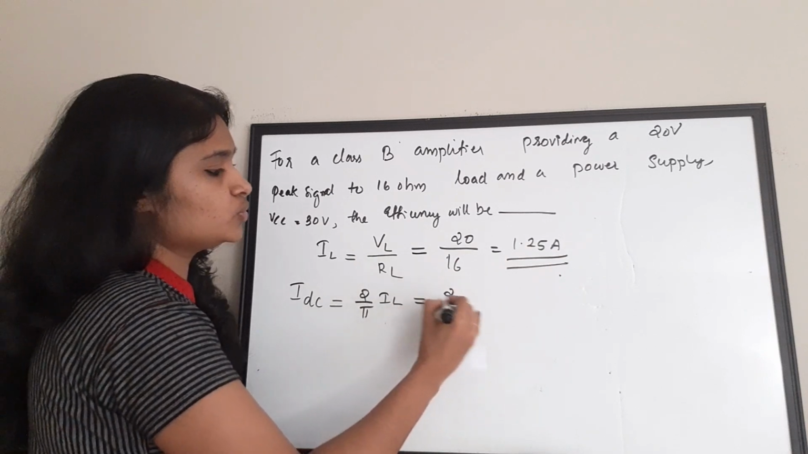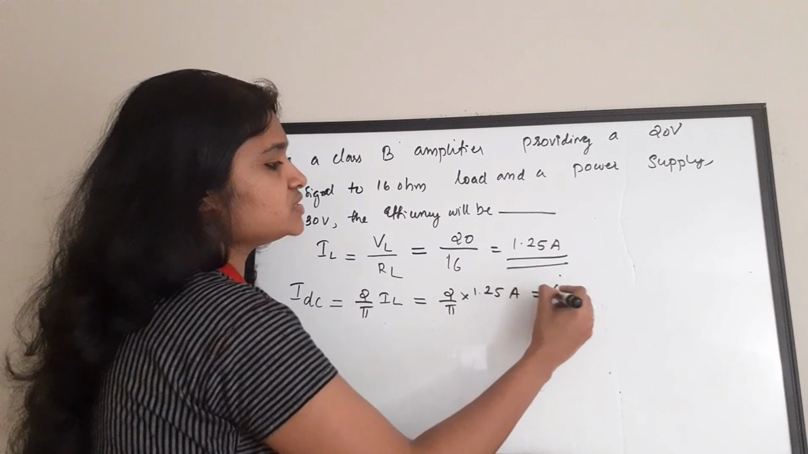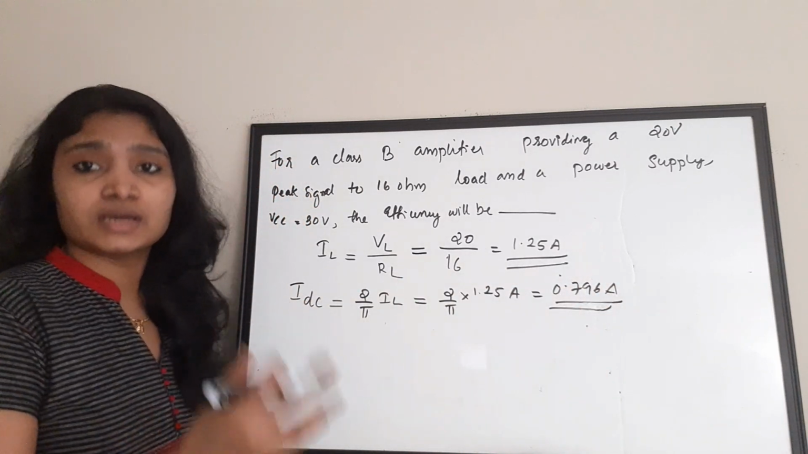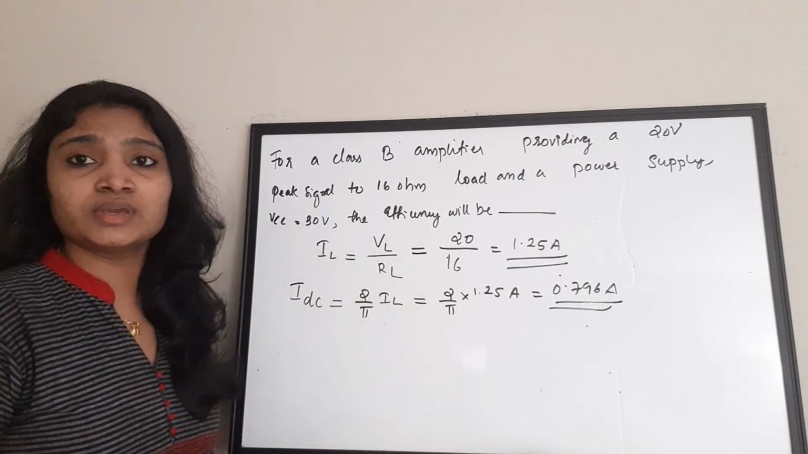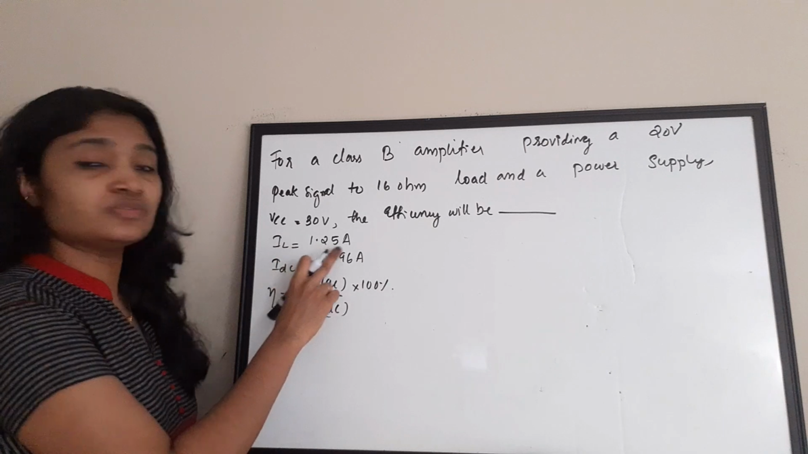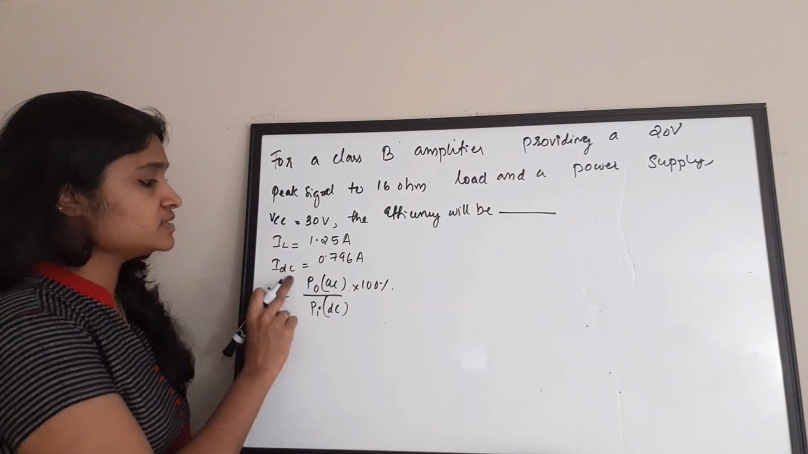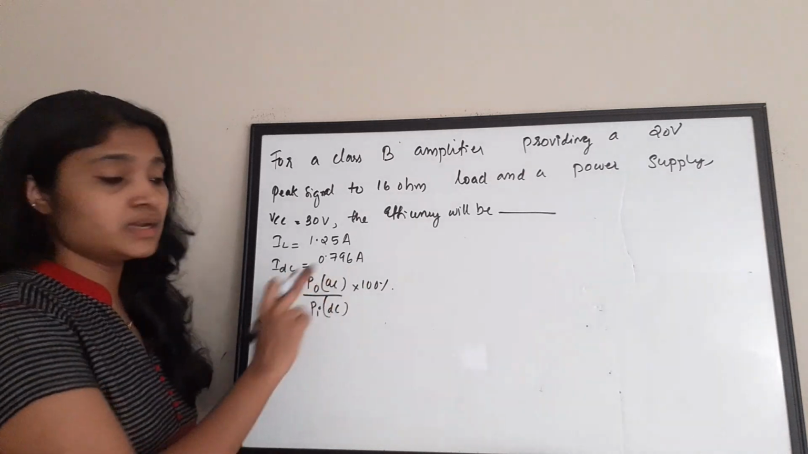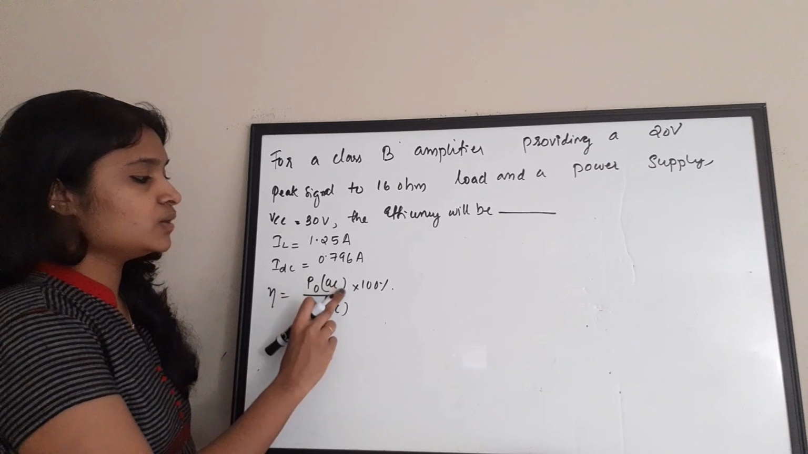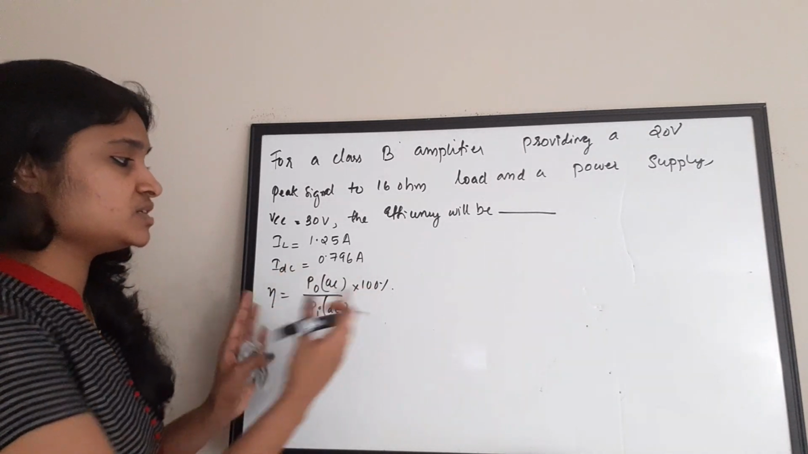It is 2 by pi into 1.25 ampere, which will be 0.796 ampere, the DC value of current corresponding to this load current. Now we have the values: IL is 1.25 ampere and the DC value of current for this load current is 0.796 ampere. Also the equation for efficiency: eta is equal to P out AC by P input DC into 100%. This much percentage will be the efficiency.